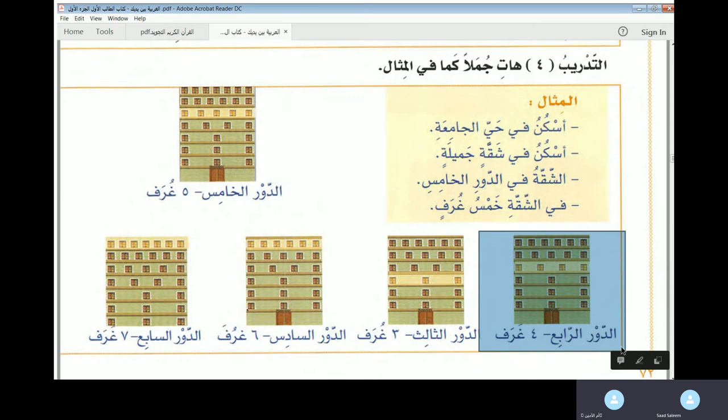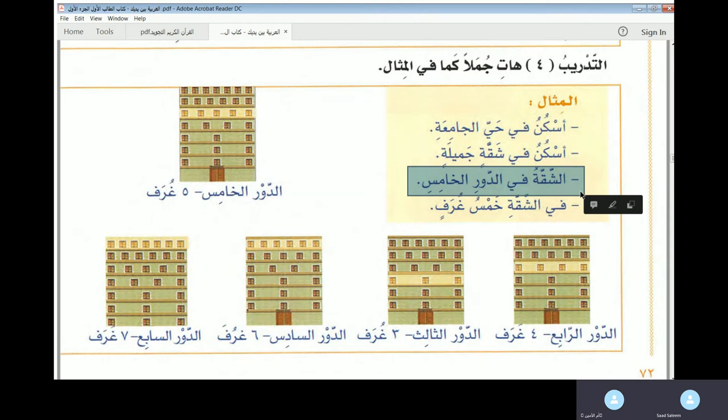أسكن في دوري. في دوري الرابع. I live on the fourth floor. I don't know how I'm supposed to do the example. You are doing right. Continue. Okay, it's correct. Askunu fi dawri. Okay, firstly, your sentence is correct, but if you want to do it according to the example, then say: Shakkati fi dawri rabi. Dawri rabi.